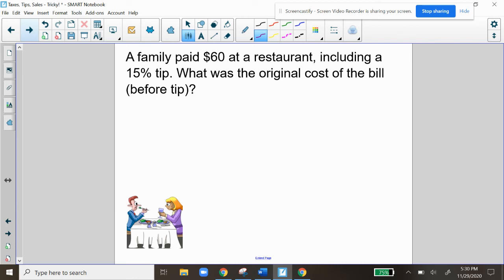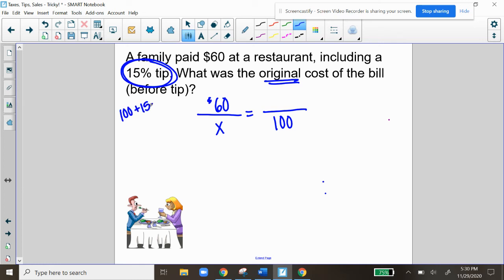Okay, a family paid $60 at a restaurant, which included a 15% tip. What was the original cost of the bill? Hopefully you're getting the hang of this here. We have 100 on the bottom. We have our 60 on top because that's the new price. I'm looking for the original price, and now I'm thinking about tip. Remember, tip is something that we also add on. So my percentage in my numerator is going to be 115.